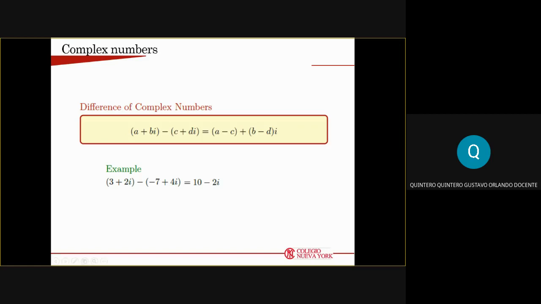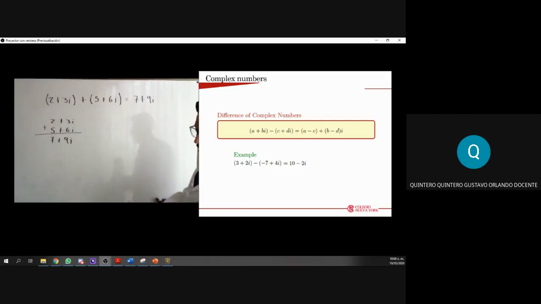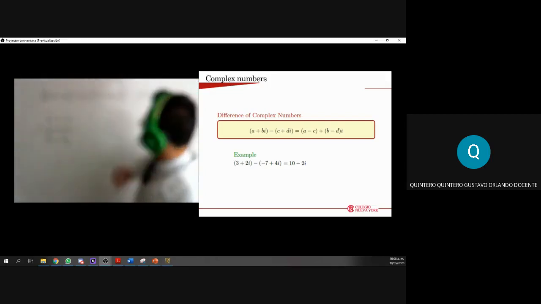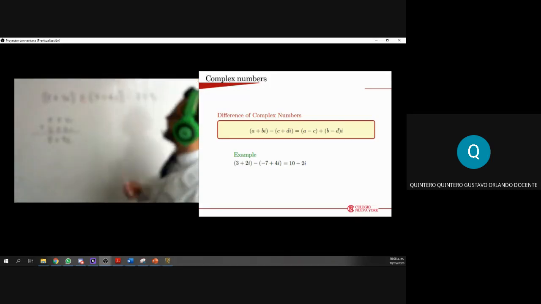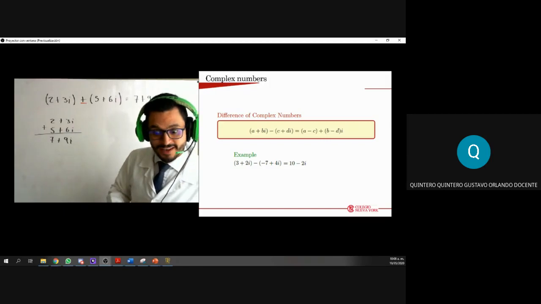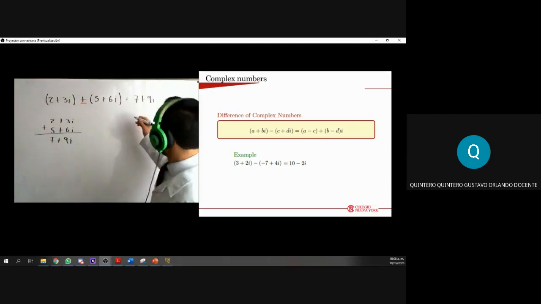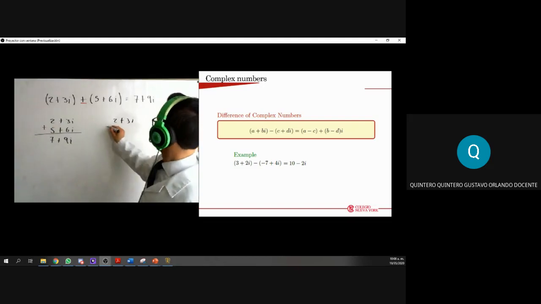Now, we can do the same with my example on the board. Look at my example. What if we wanted to do a subtraction? 2 plus 3i minus 5 plus 6i. Go ahead and write it in the chat if you know the answer. Let's see who is faster, you or me. So we're going to write it like this. 2 plus 3i minus 5 plus 6i.